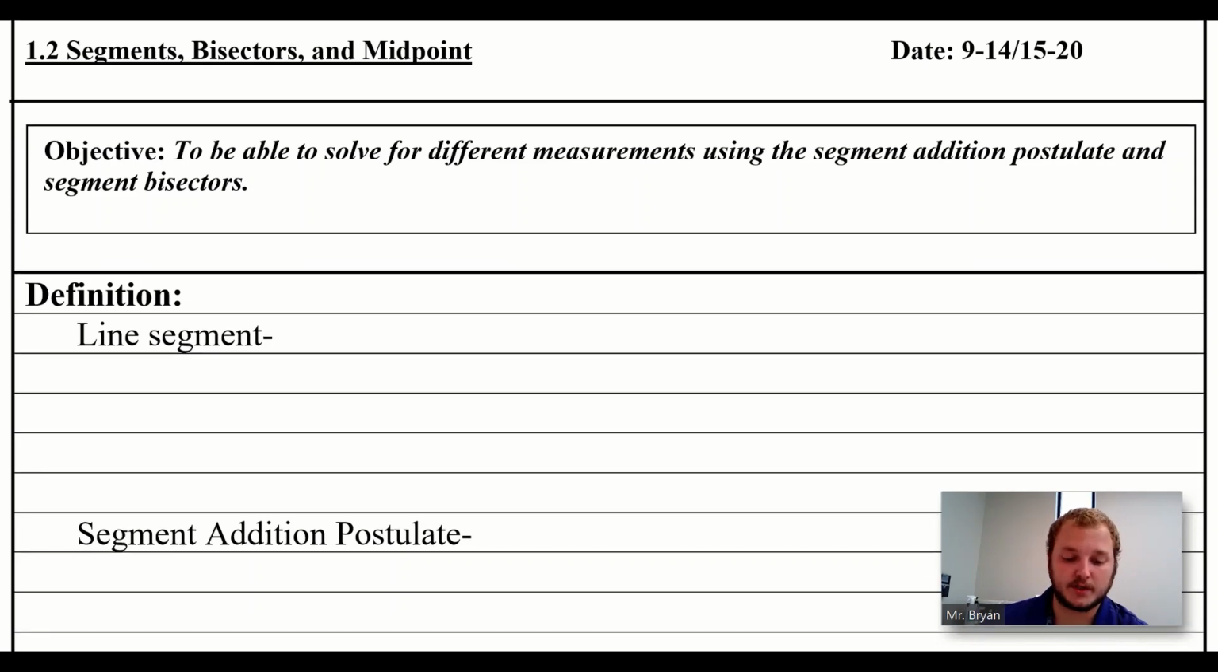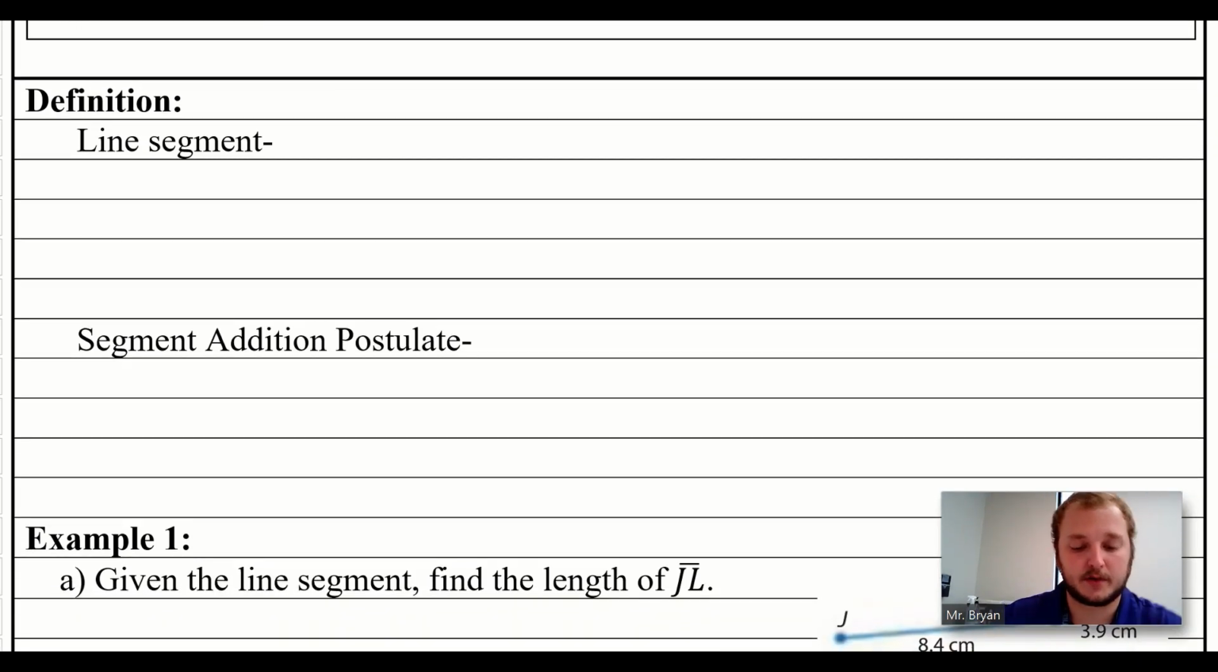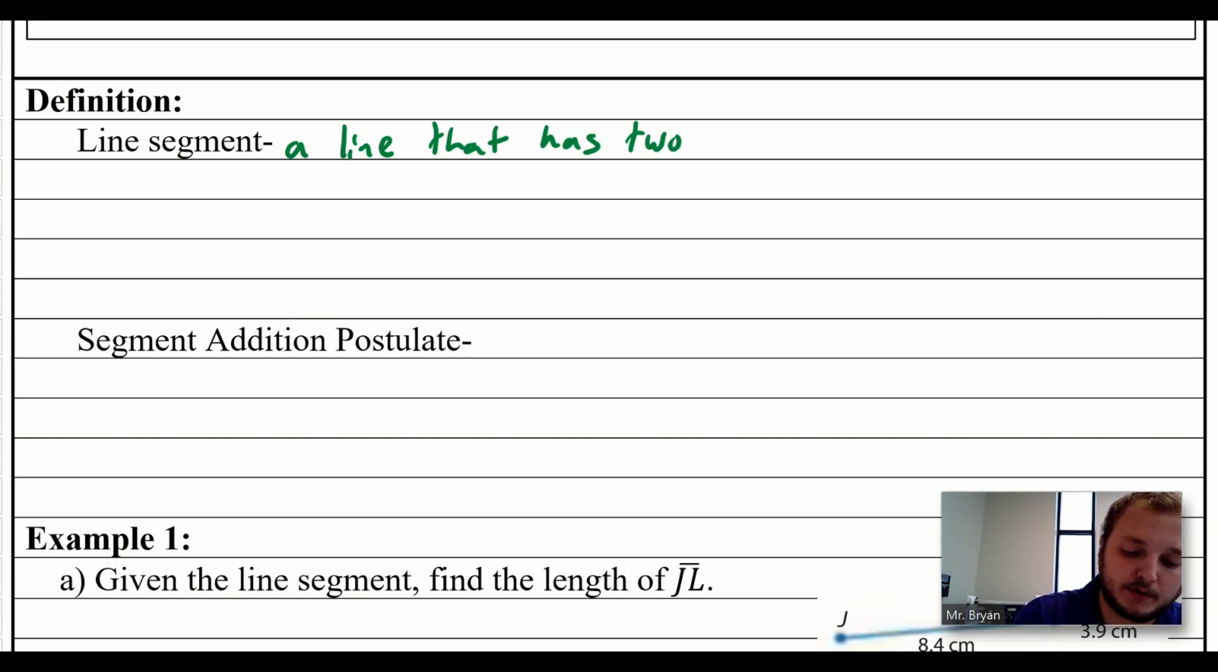Okay. So first definition we need to write for today is what is a line segment? We talked about lines. Now how are we getting more specific? A line segment is just going to be a line that has two endpoints. So this is very similar to what we talked about last video, a line, but in this case it doesn't extend out infinitely in all directions.